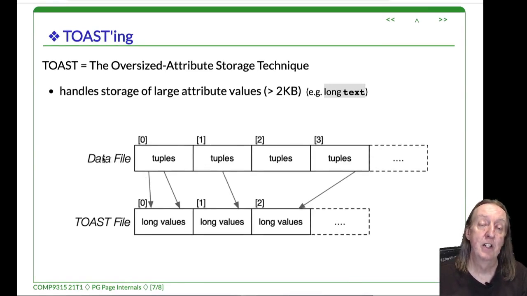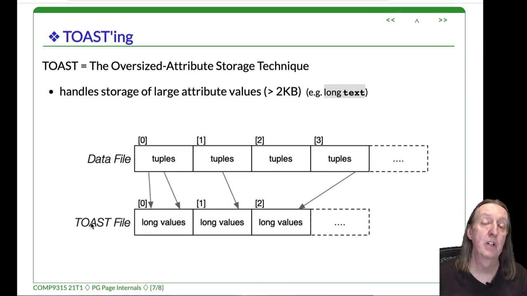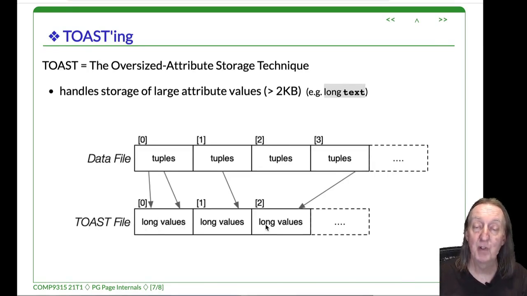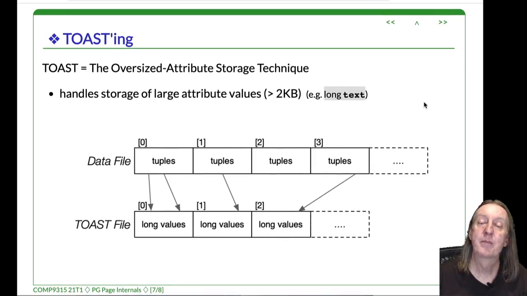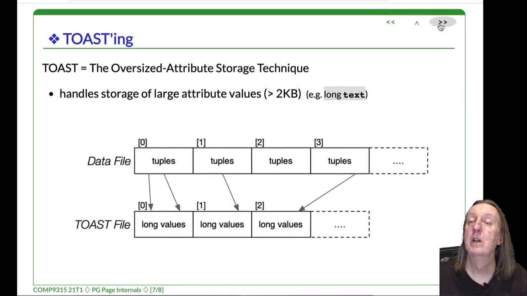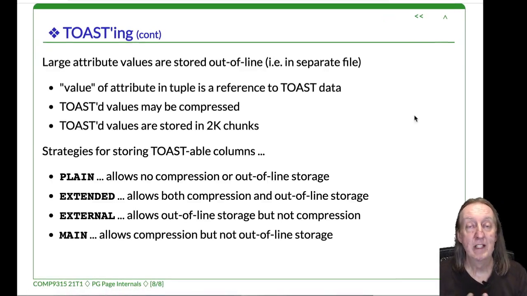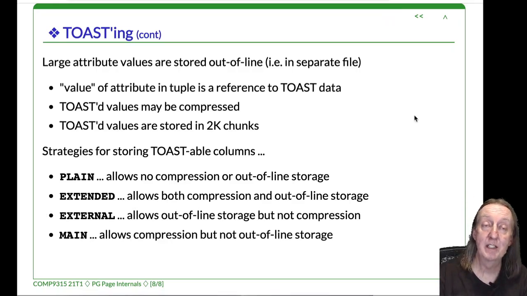All right, so our data file looks like it did before. It's got tuple, tuple, tuple, tuple, tuple, tuple, tuple. Some tuples which happen to contain large attribute values have references to the toast file, and this is where the large values are actually stored.